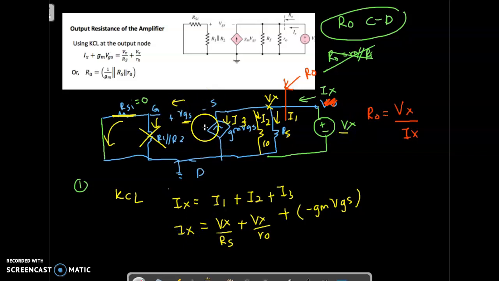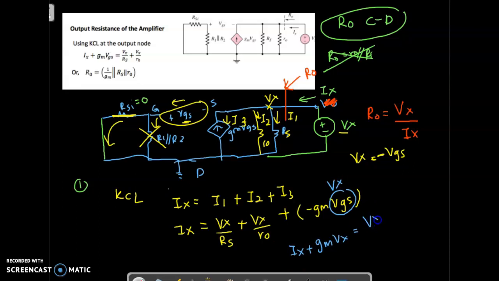Okay, now look at the relation between VGS and Vx. If I move this one down, so VGS here goes down, the relation between Vx and VGS is negative. So what I need to do now is to try to replace this one with Vx. So it becomes Ix plus GmVx is equal to Vx over Rs plus Vx over R0. Okay, and I take out my Vx. So it becomes Vx times 1 over Rs plus 1 over R0.